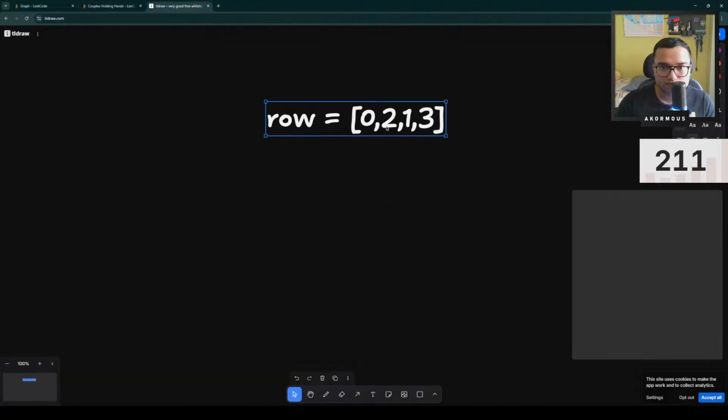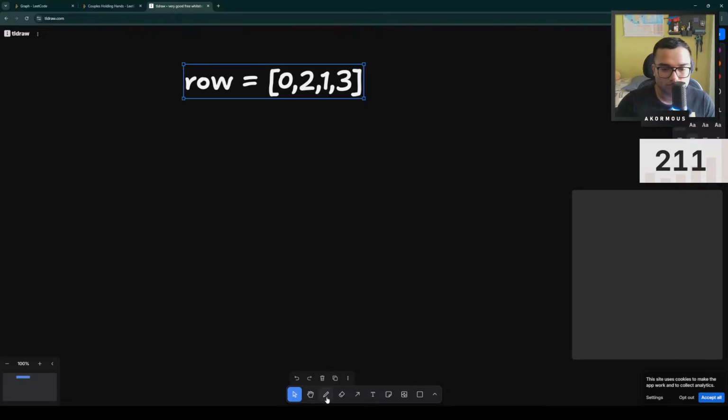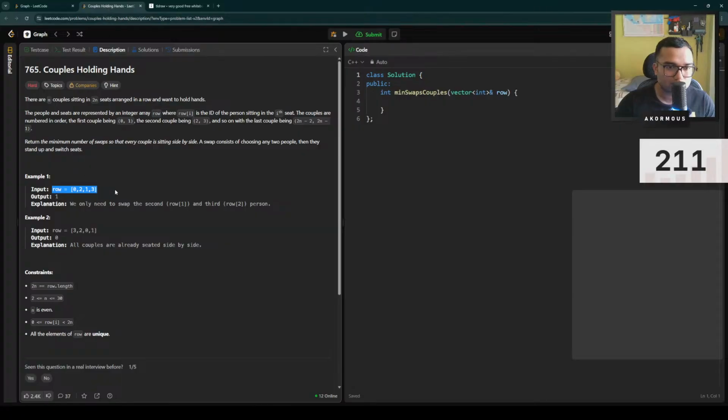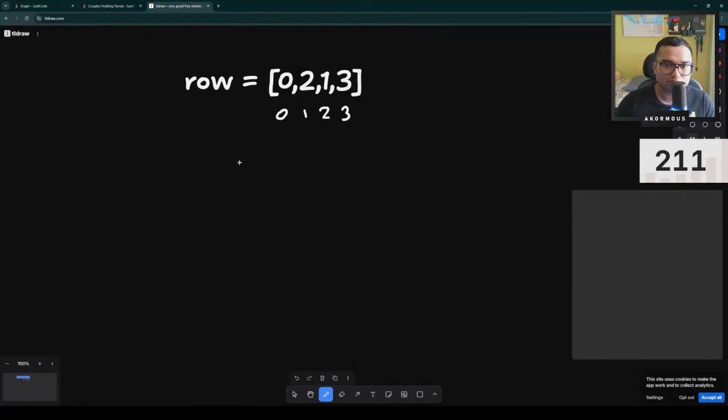So if row is this, basically the point is on 0th seat number 0 is sitting, which is good. On first seat number 2 is sitting, on second seat number 1 is sitting, and on the third seat number 3 is sitting. So first of all, they don't have to sit in their respective positions, they just have to sit next to their partners, right? So adjacent to 3 there should be a 2, and adjacent to 1 there should be a 0. That's all you need, right?